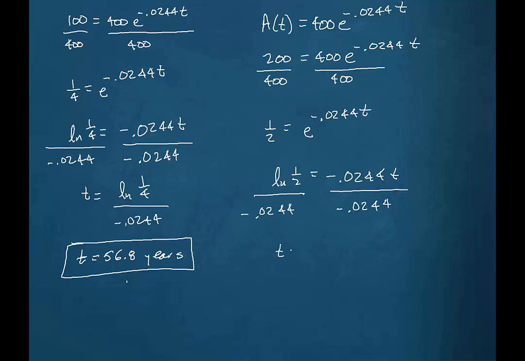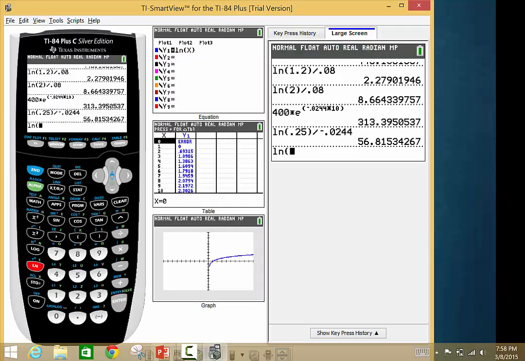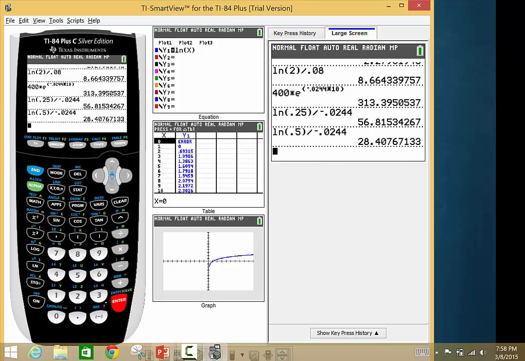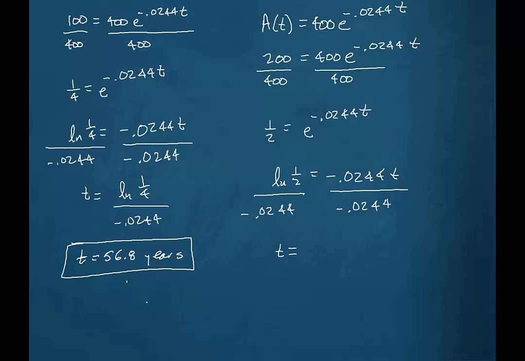And we will wind up with t equal to the natural log of a half divided by minus 0.0244. And this is going to give us 28.4, 28.4 years.